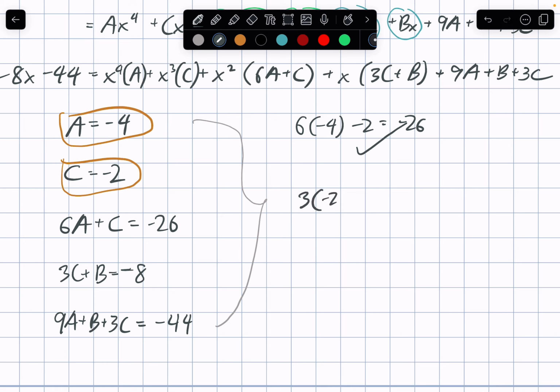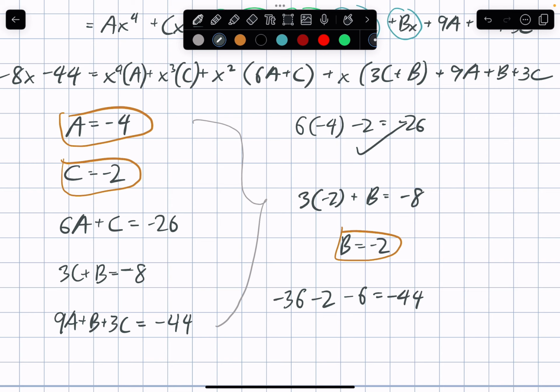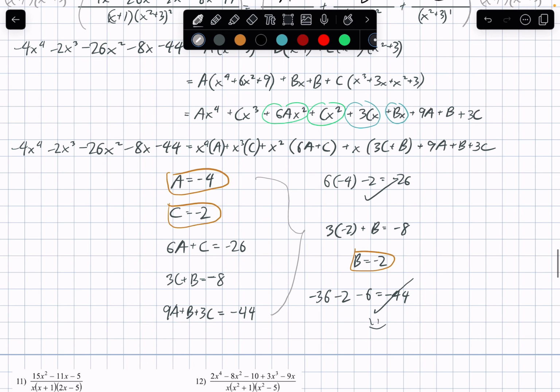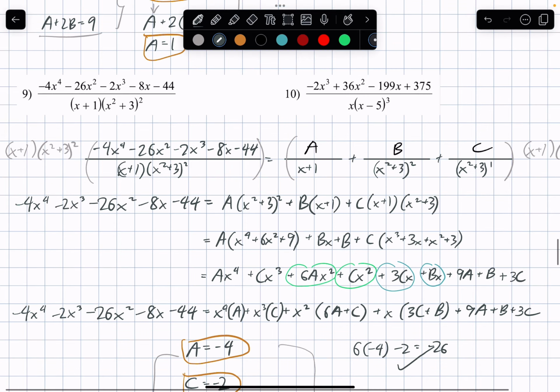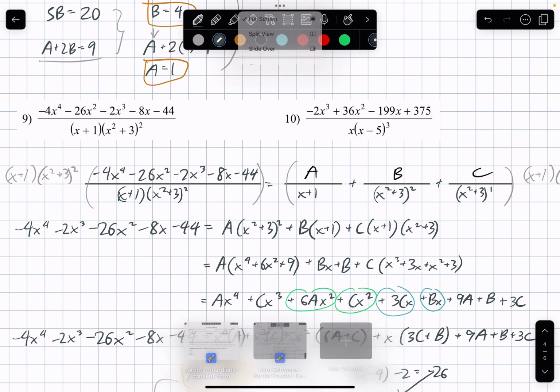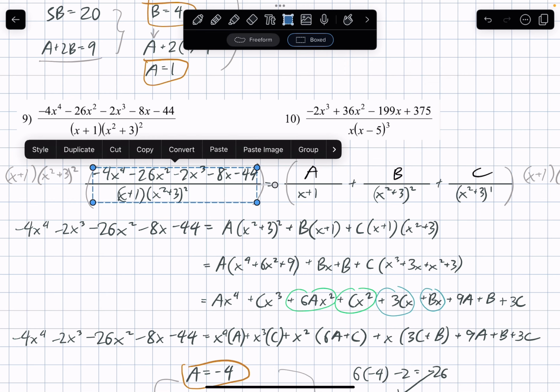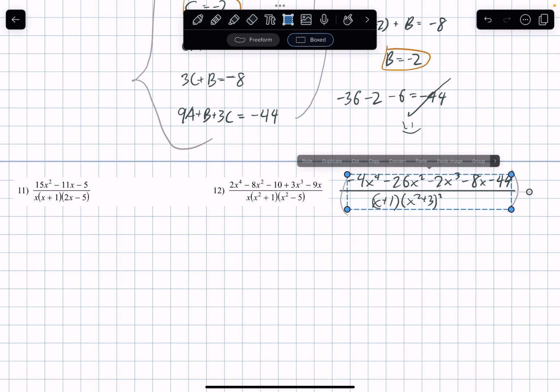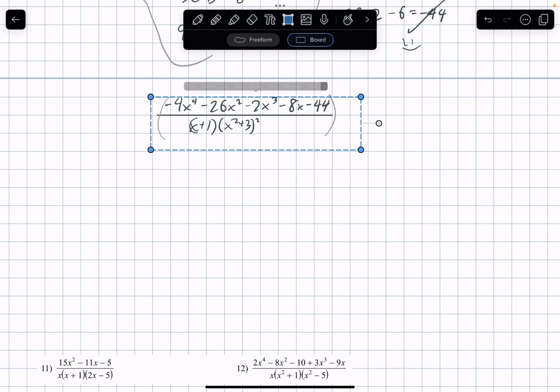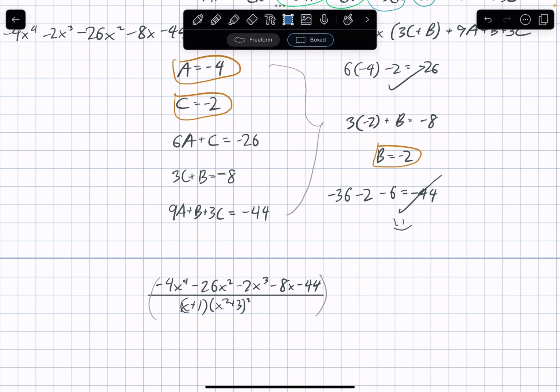Given c, let's look for b. 3 times negative 2 plus b is equal to negative 8. b is equal to negative 2. Okay, so we already know what a, b, and c are. Let's confirm, just to be extra sure, using the last equation. So 9 times negative 4, negative 36, plus b, that's going to be minus 2. And then minus 6 is equal to negative 44. Yes, that is correct. Okay, so all in all, okay, this is going to be a challenge. We write this entire thing. Hell, it's not going to fit. I need more space. I think the next page would do.